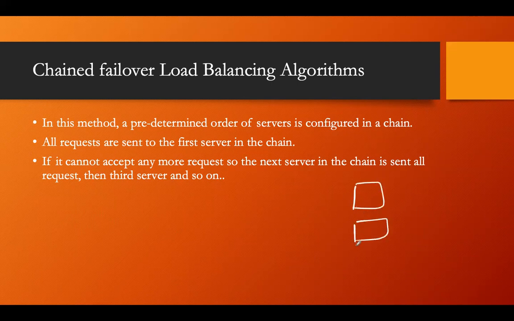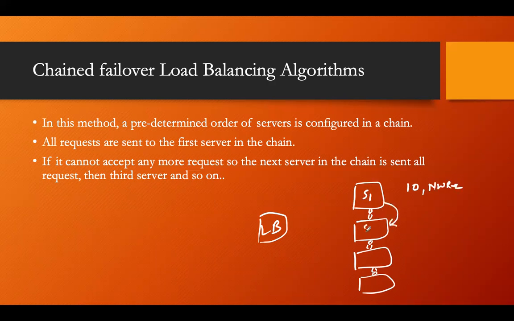Now these servers, which were previously connected with the load balancer, are also connected with each other. They are connected with themselves. So let's say server number 1 can take, let's say, 10 requests. So it is taking 10 requests. Let's say another new request is coming. Because server 1 cannot fulfill that request, it will go to the next one.